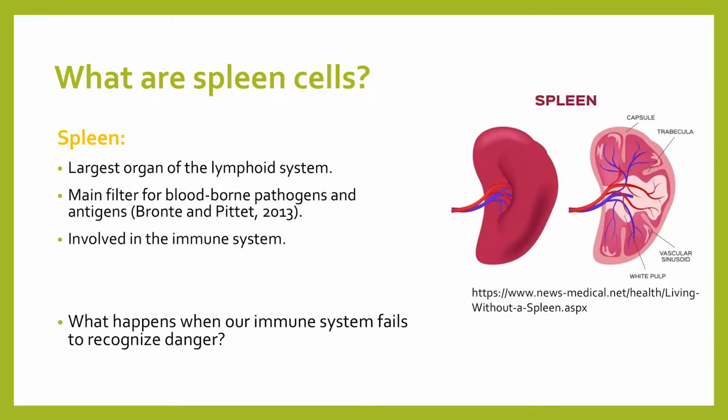So what are spleen cells? As its name states, these are cells that come from the spleen. What is the spleen? It is the largest organ of the lymphoid system. It acts as a filter for blood-borne pathogens, and those pathogens can either be viruses or bacteria.